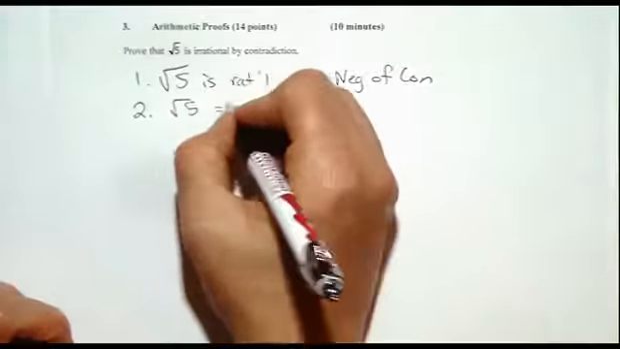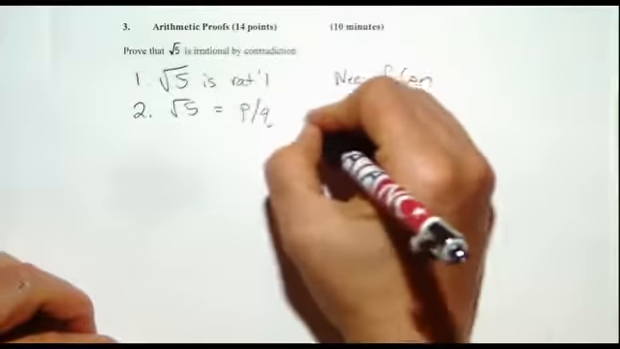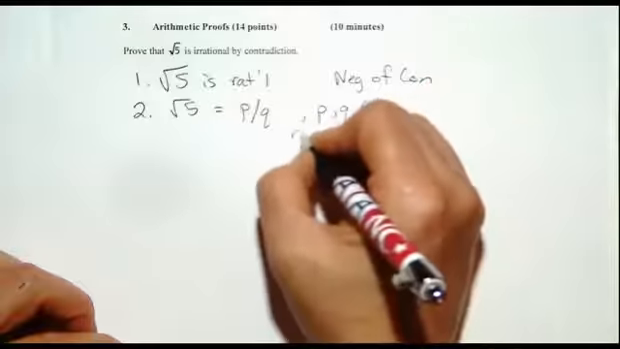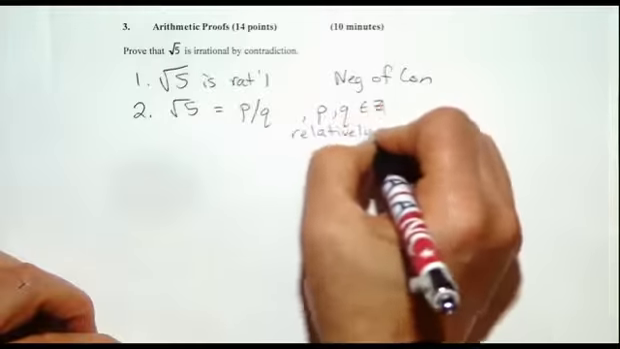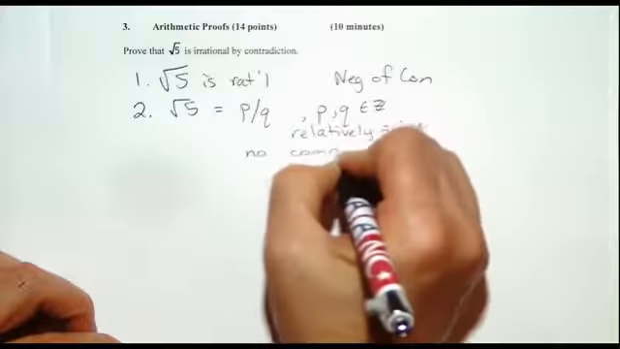The definition of rational tells me that I can write square root of 5 as P over Q, where P and Q are integers and they're relatively prime. And what does relatively prime mean? They have no common factors.